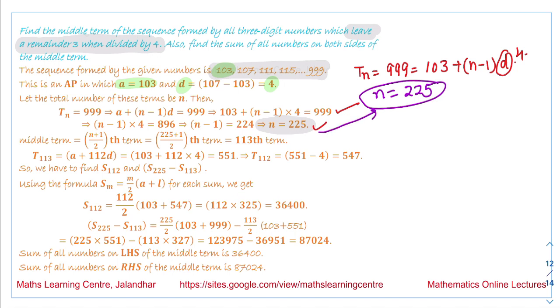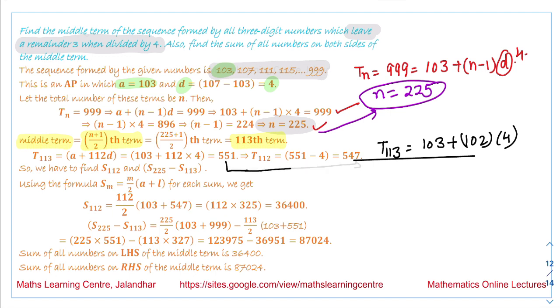So the middle term. The formula for the middle term is the n plus 1 by 2th term. So it is the 113th term. The 113th term will be A plus 112 times d. On solving this, the answer we get is 551.